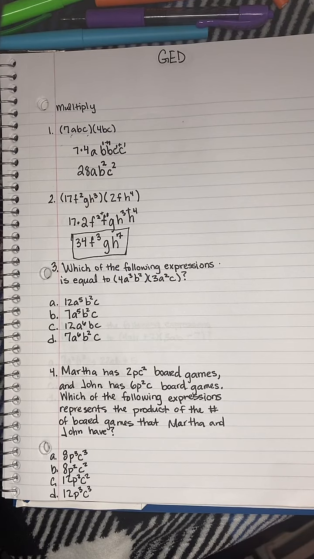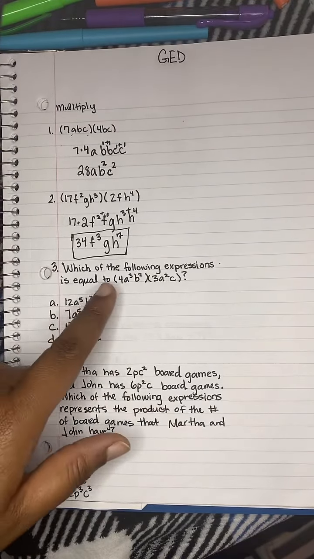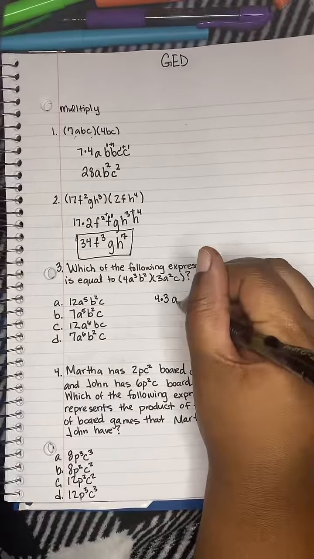Okay. I have a G. I have an H to the third and an H to the fourth.